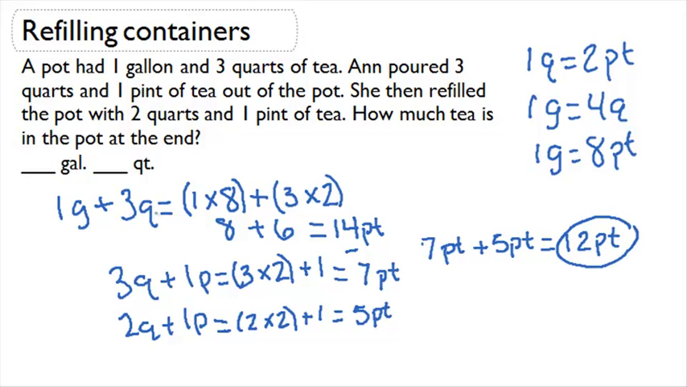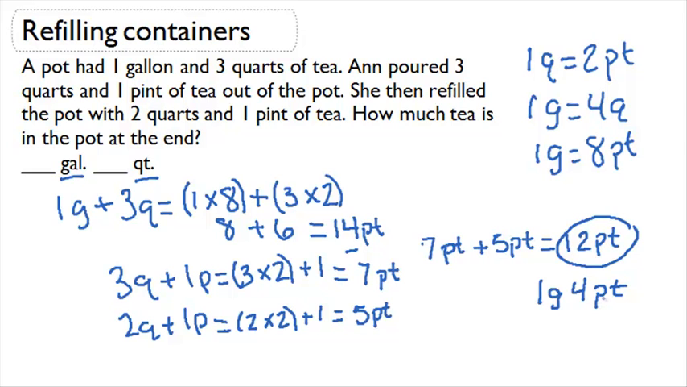Now, let's try to put this in terms of gallons and quarts, so we'll have our correct answer. How many gallons are there in 12 pints? Well, there are 8 pints in 1 gallon, so we have 1 whole gallon there, and then we also still have some pints left over. We're going to end up with 4 pints left over.